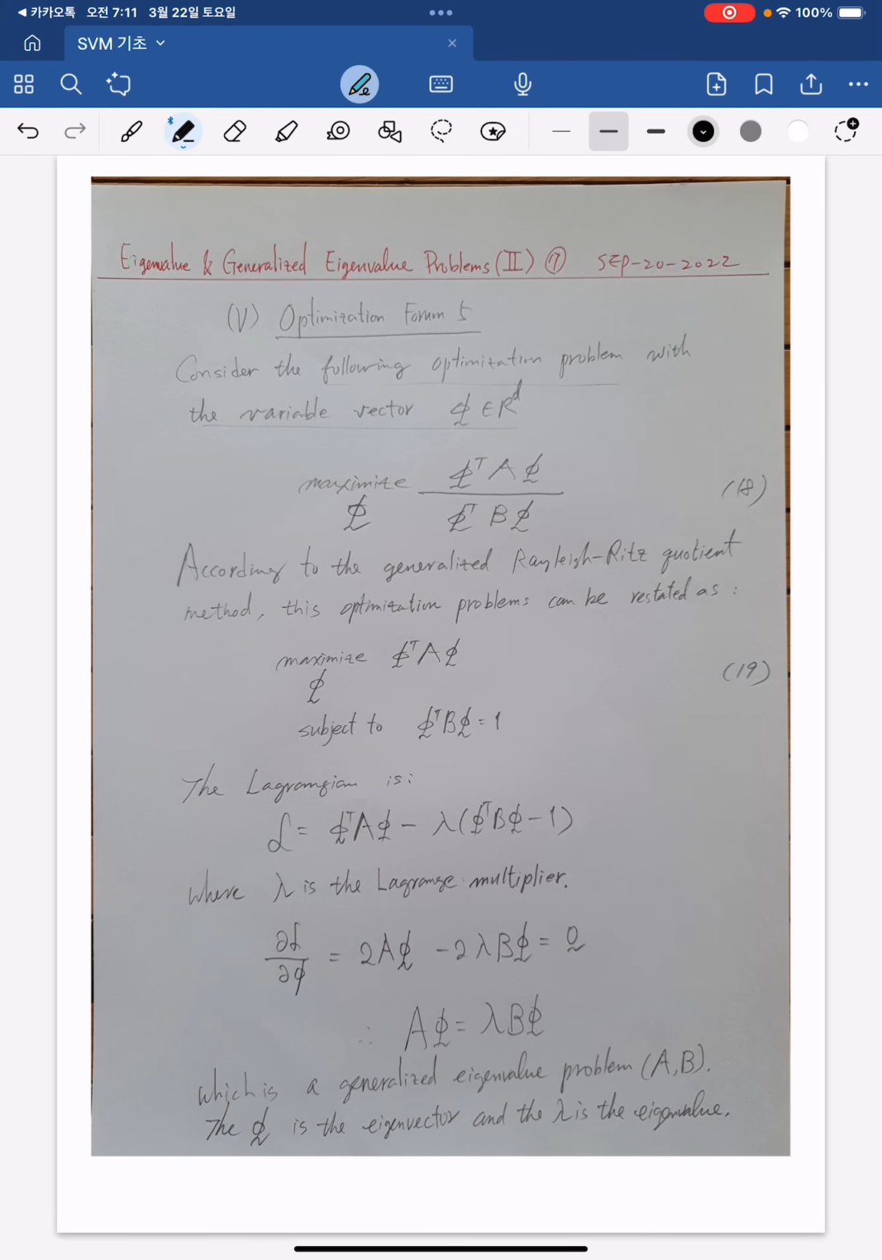Eigenvalue and Generalized Eigenvalue 2편의 두 번째 동영상을 올리겠습니다. 다섯 번째, Optimal Form 5.